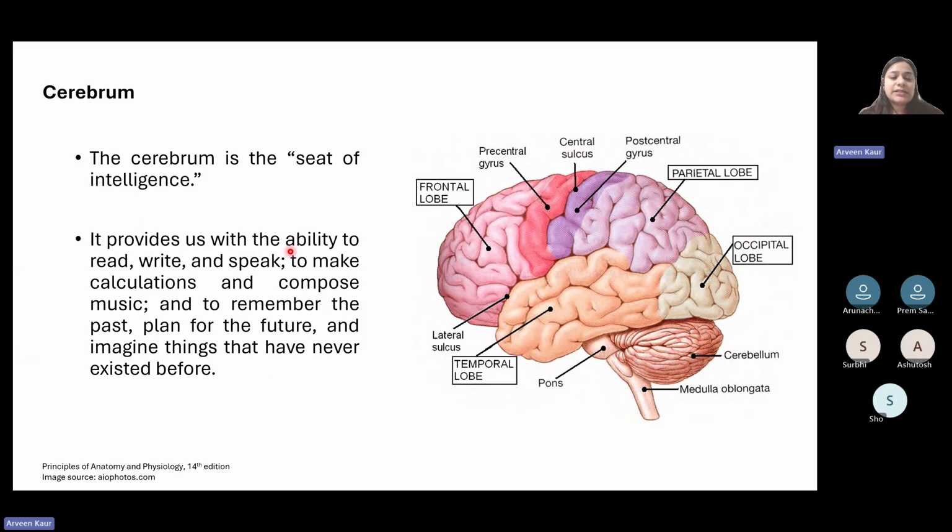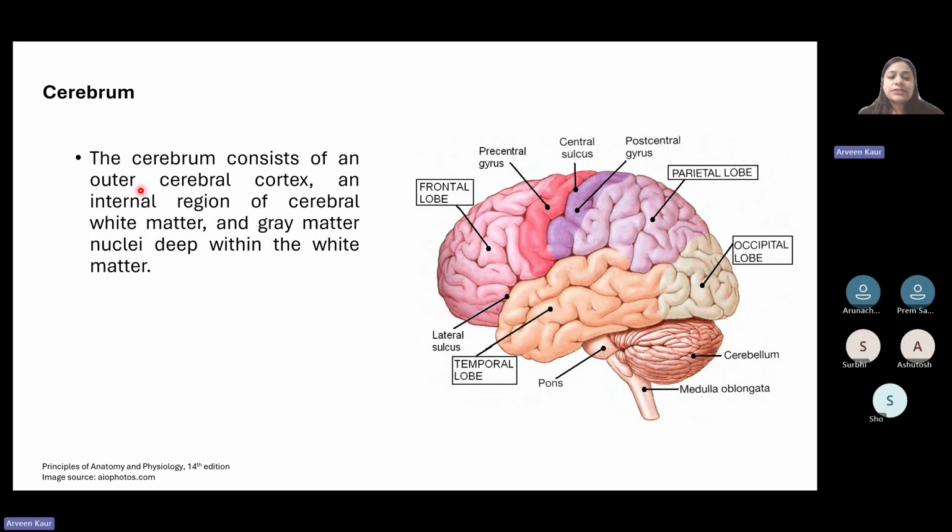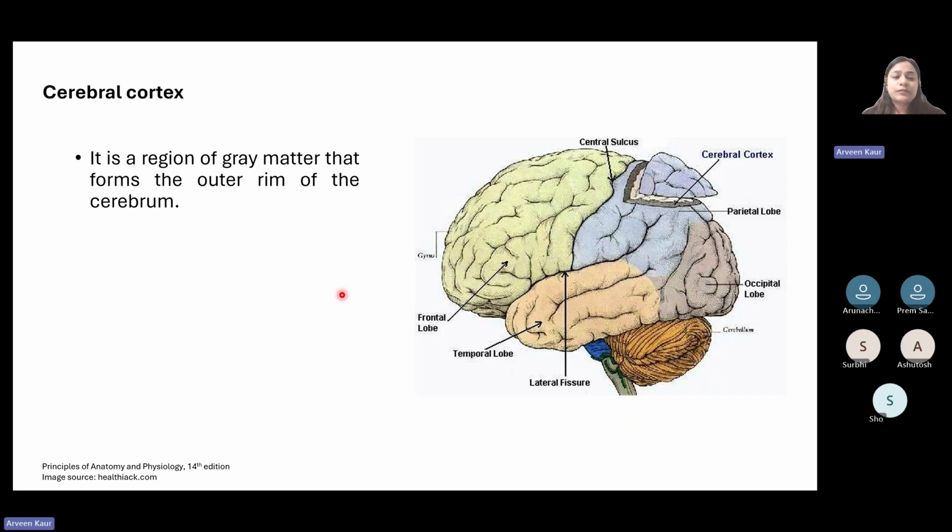It provides us with the ability to read, write, and speak, to make calculations, compose music, and to remember the past, plan for the future and imagine things that have never existed before. All the seat of cognition or intelligence is the cerebrum. It consists of an outer cerebral cortex, this one, an internal region of cerebral white matter, and gray matter nuclei deep within the white matter.